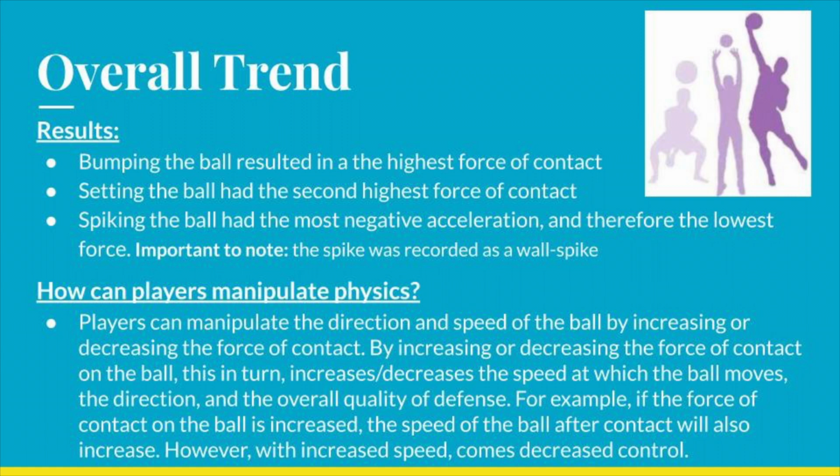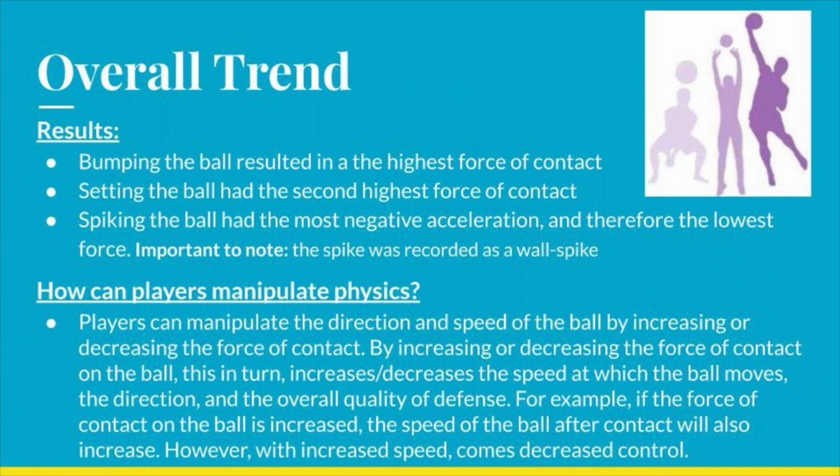Overall, I found that bumping the ball resulted in the highest force of contact, setting the ball had the second highest force of contact, and spiking the ball had the most negative acceleration, and therefore the lowest force. This is because when spiking the ball, the control over the ball is much lower as opposed to bumping or setting. When bumping and setting the ball, you are able to use both hands, which increases one's control. However, when spiking the ball, you are only able to use one hand. Due to this lack of control, the force of contact between the player's hand and the ball should not be too large.